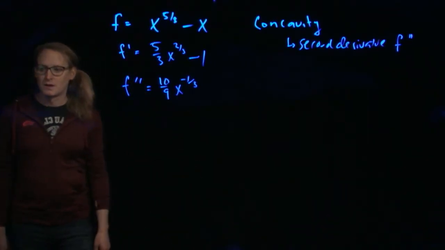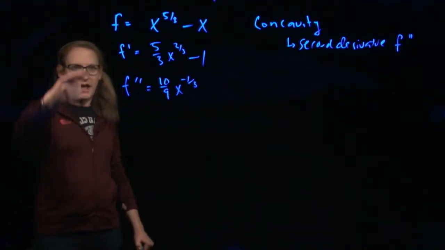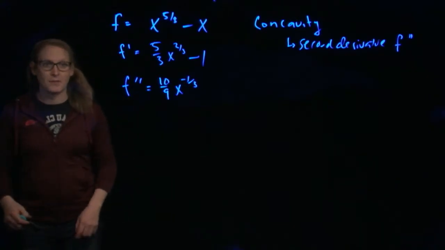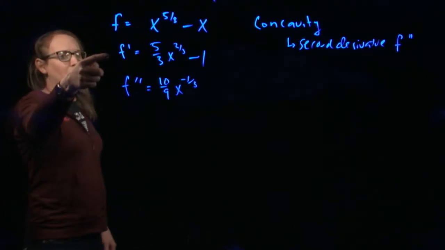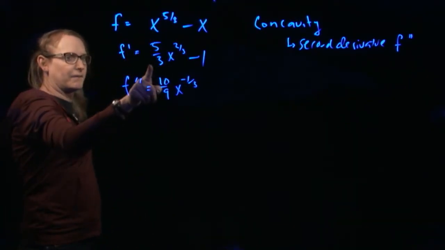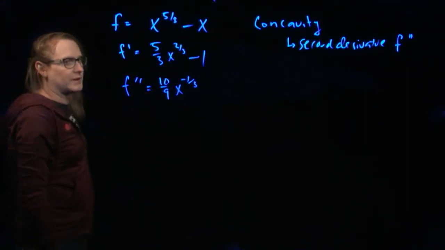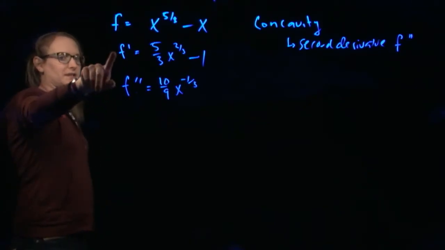Okay. So to that end, I've written f at the top here. So our main function is x to the 5/3 minus x. If we take the first derivative using the power rule, I get 5/3 x to the 2/3 minus 1. And so that tells us increasing, decreasing.